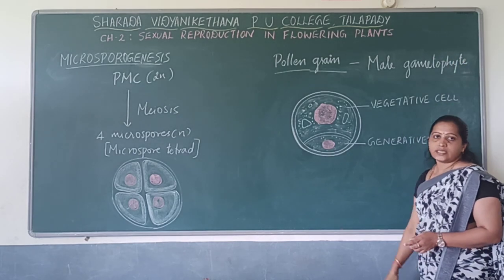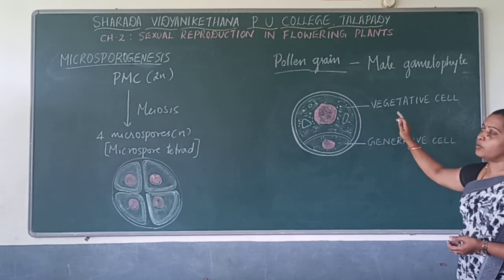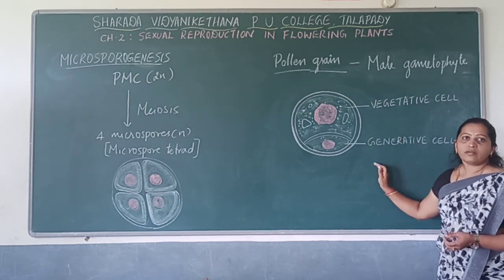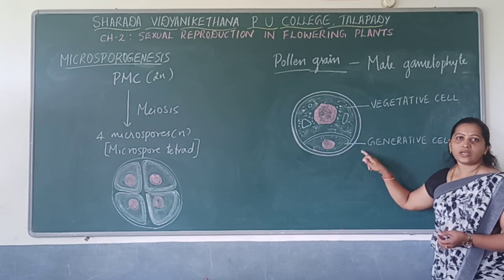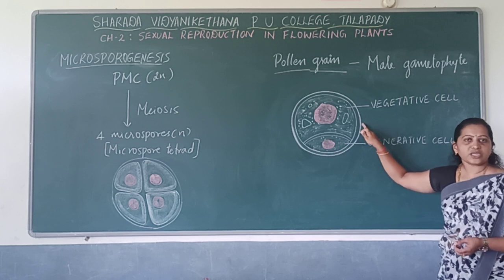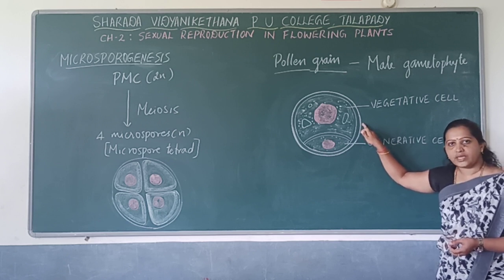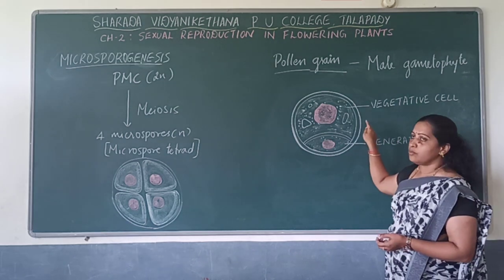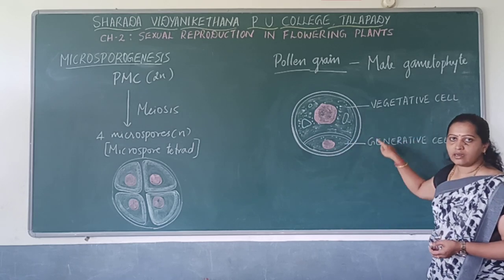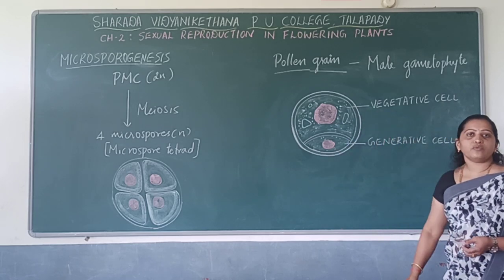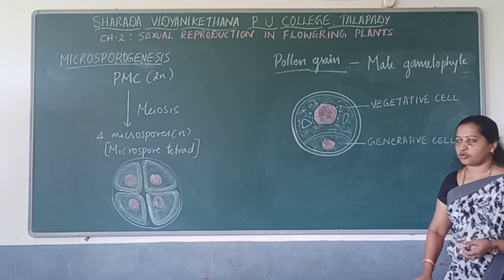Let us see the structure of pollen grain. Pollen grain is almost circular in outline, which measures around 25 to 50 micrometers.